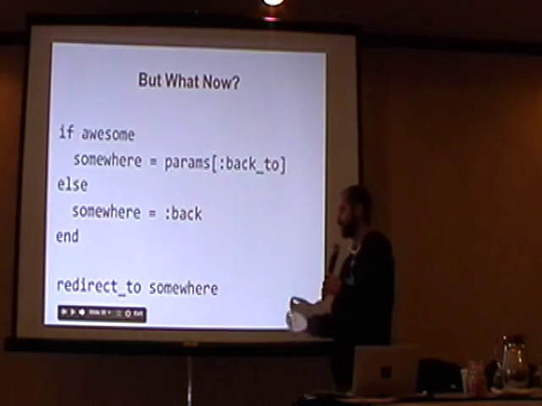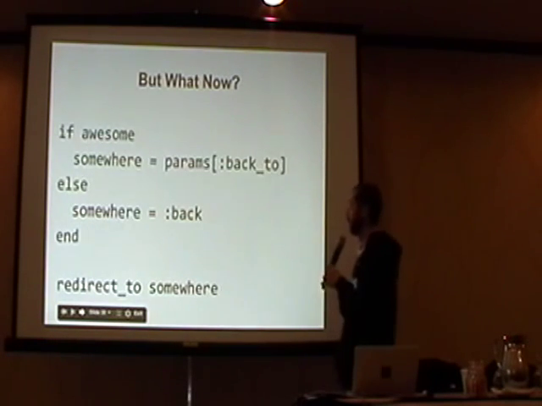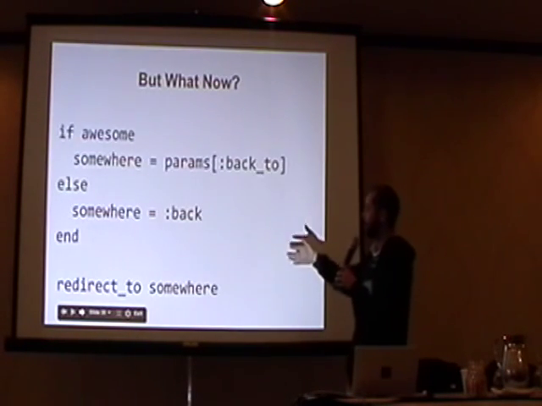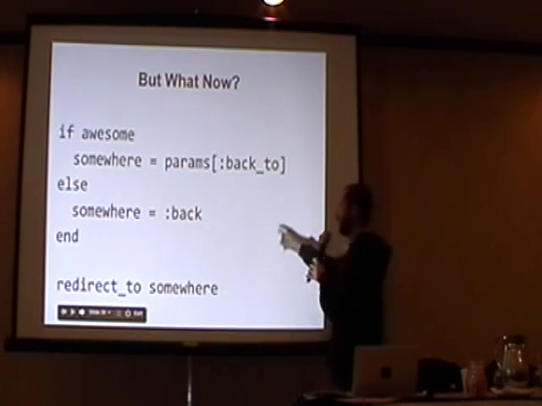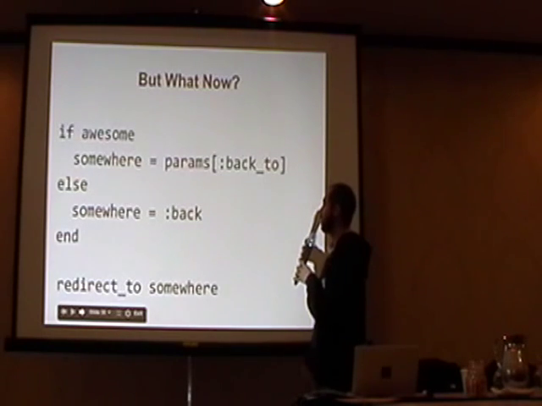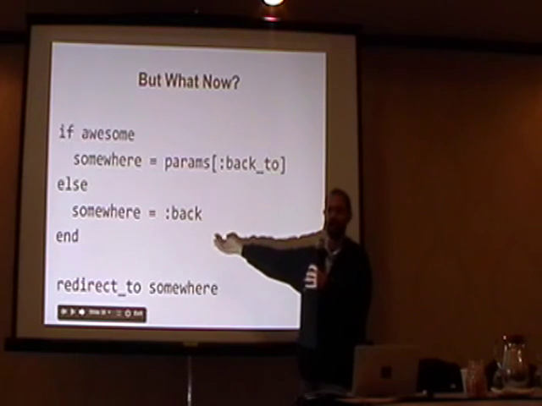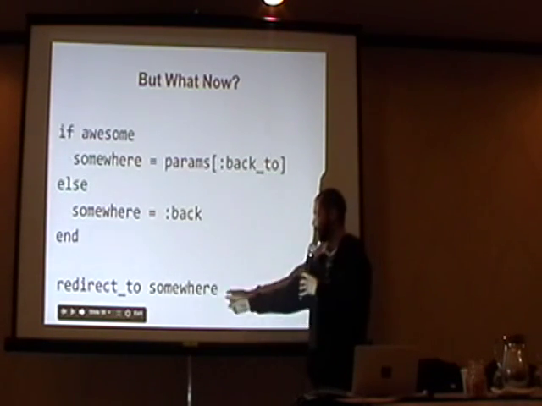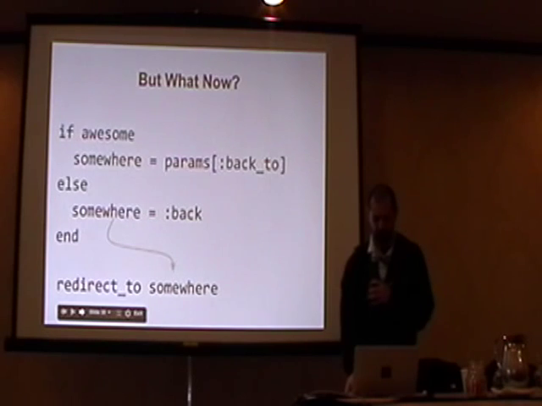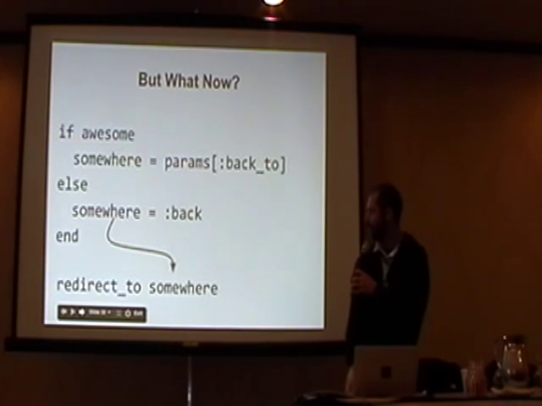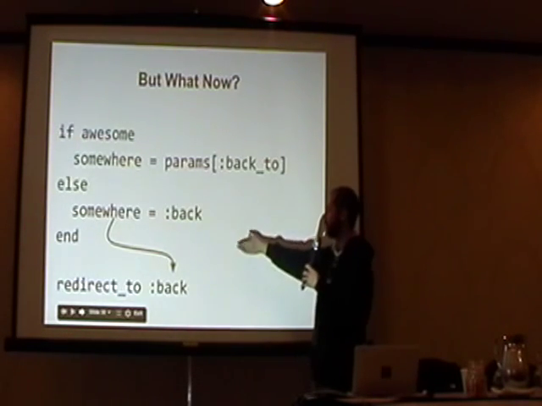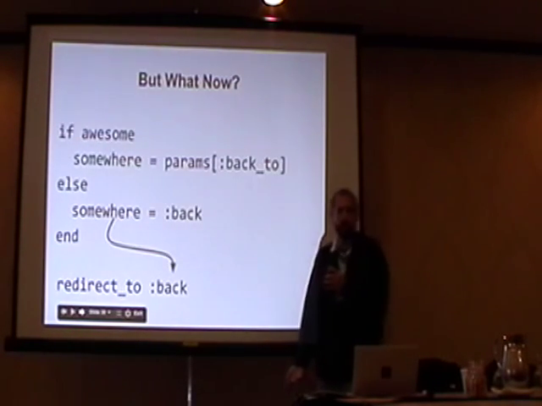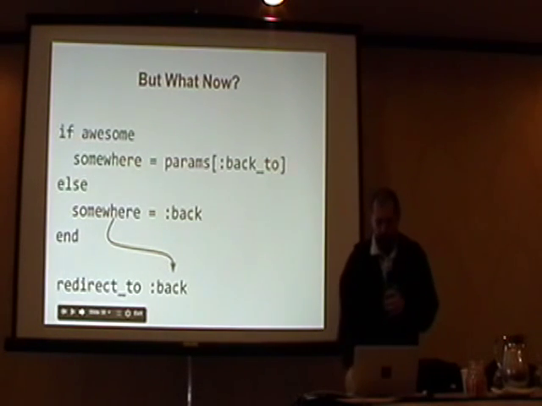All right, this just drives me nuts. So we're on board with that. Just gonna copy the values. So here, if something is awesome, somewhere is gonna be a query parameter. Otherwise, it's back. Back is relatively safe. And then we're gonna redirect to somewhere. So obvious problem here: we set somewhere to a query parameter, then we set it to back, and so it looks totally legit. There's a way of dealing with it.